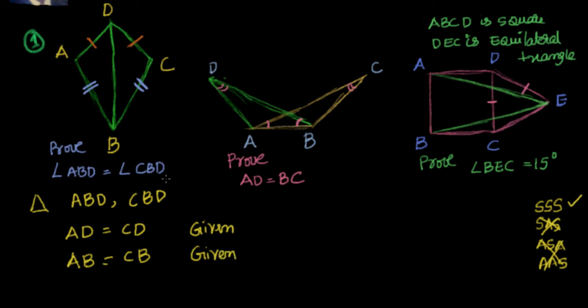Okay, I have to prove one more side. Where is the other side hiding? That's a common side, yes. So how do you write it here? You write BD equal to BD. What is this property called? This is called the reflexive property. That's it. Now we have proved yes, yes, yes.